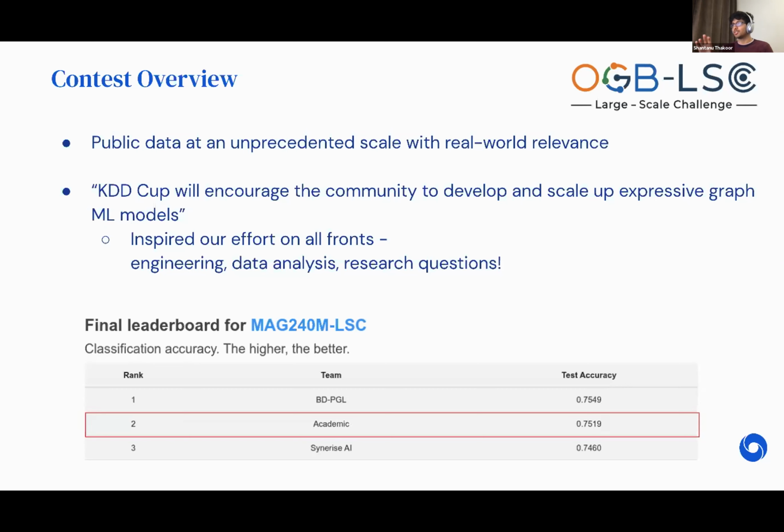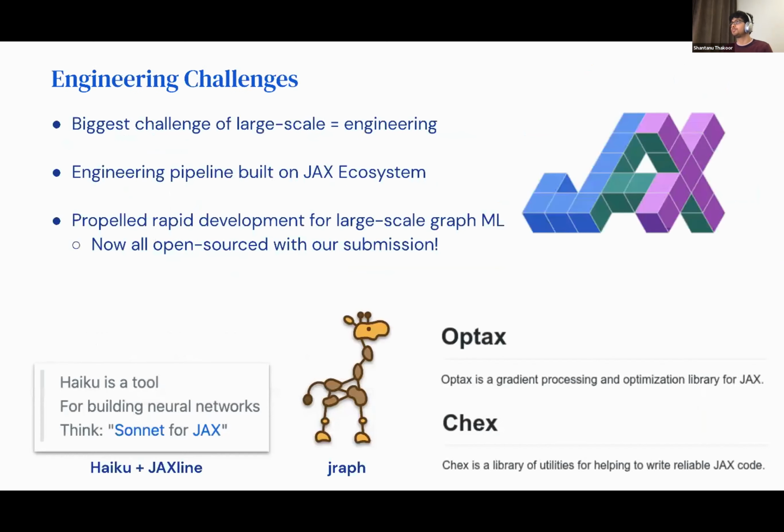And I like one of these quotes from the website, one of the goals of the data set was to encourage and really inspire more large scale GraphML research. And definitely on our side, it inspired a lot of efforts into engineering, data analysis, and a lot of interesting research questions. So yeah, we really had to push on all fronts to get good results in this.